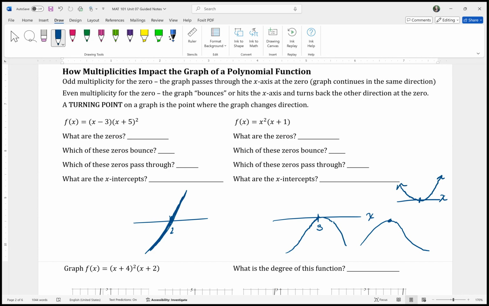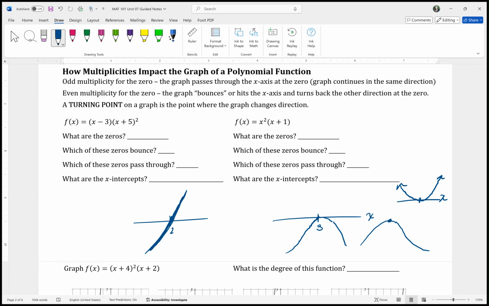Okay, so it doesn't matter which direction it's coming from, but that x-axis is almost like acting like a wall where let's say the function is a ball and it's going to hit it and bounce off, whereas when it is an odd multiplicity, it's going to completely pass through and just keep on going, okay? So all of that said, let's look at these two examples that we have.